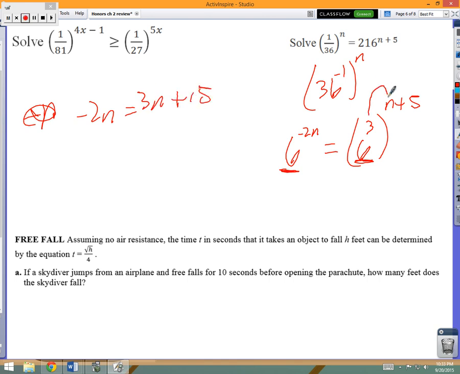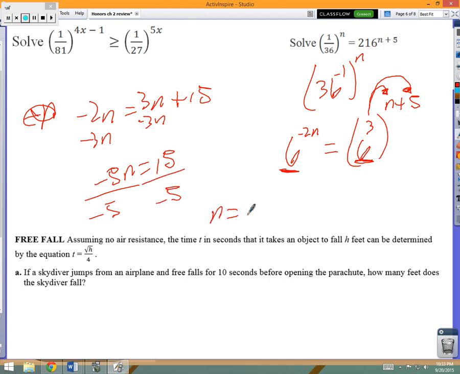Don't forget to distribute 3 to both of those. And then I'm going to minus 3n, so I got a negative 5n equals 15. Divide by negative 5, divide by negative 5. N has got to be a negative 3.